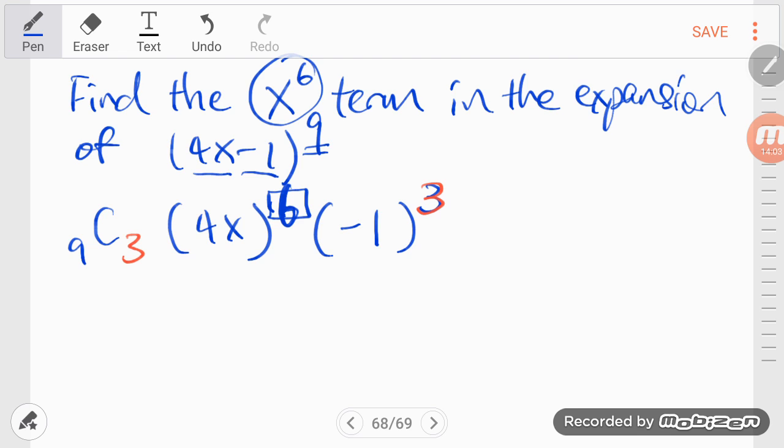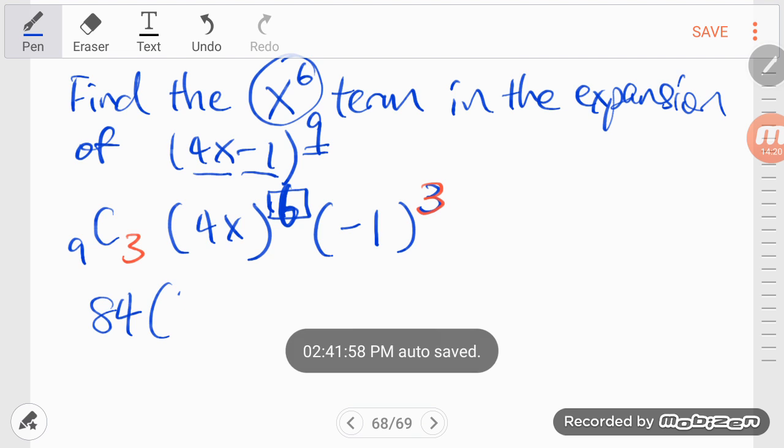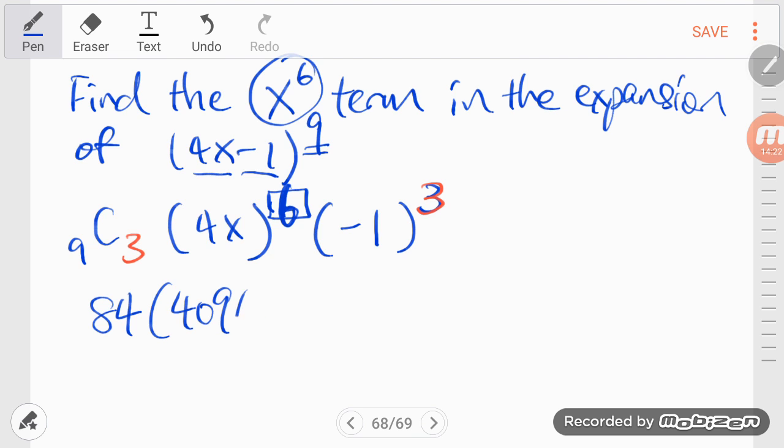So if you put in your calculator 9C3, go ahead and do that. So 9C3 gives us 84. This is 84. Now 4 to the power of 6. Put that in your calculator. That would be 4096 x to the power of 6. Which is good because that's what we want, right? So 4096 x to the power of 6. And -1 to the power of 3 is still -1.